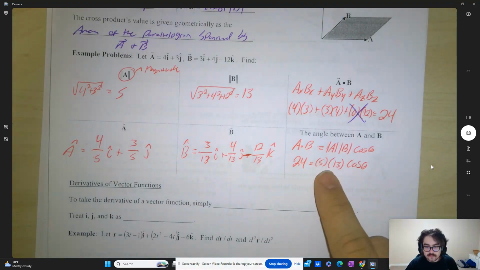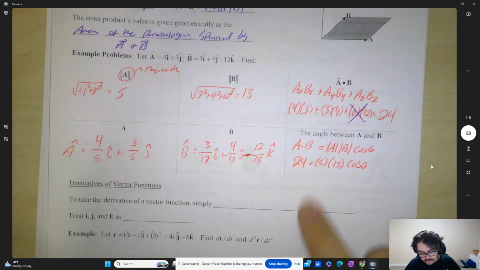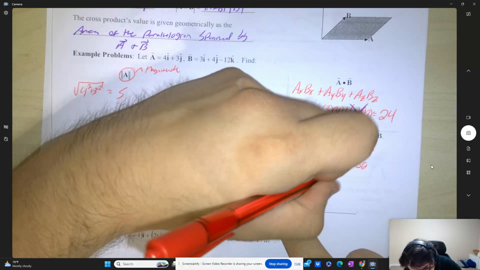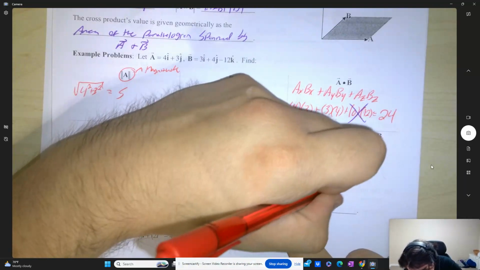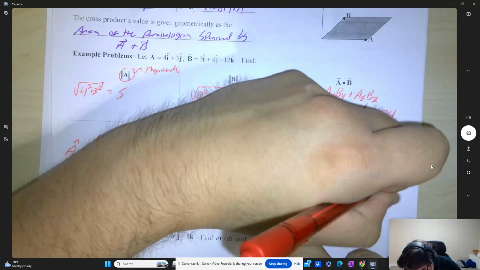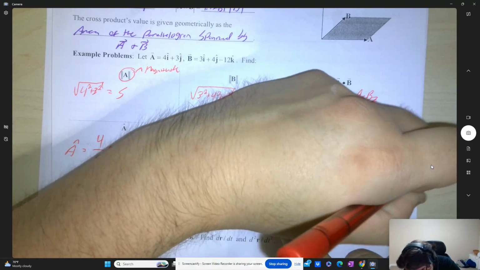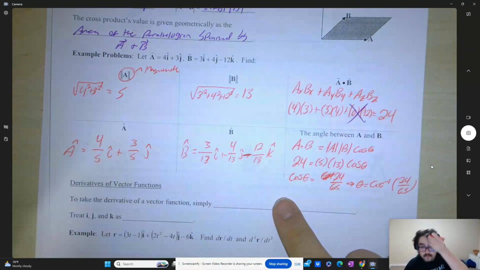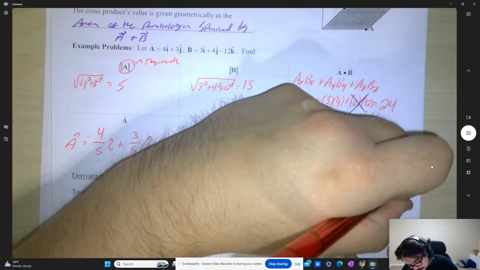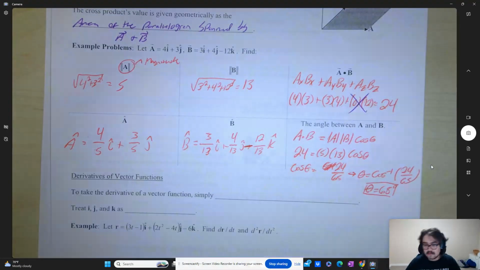So when you solve it out, 5 times 13 is going to give you 65. Okay? So then what you would do is divide that on the other side. You would get cosine theta equals, oh, sorry, not 64. It would be 24 over 65. And then you have to use the inverse cosine. Cosine inverse of 24 over 65 would then give you your answer. And then you'd calculate that out to get theta equals 68 degrees. You've got to make sure you're in degrees for that one.